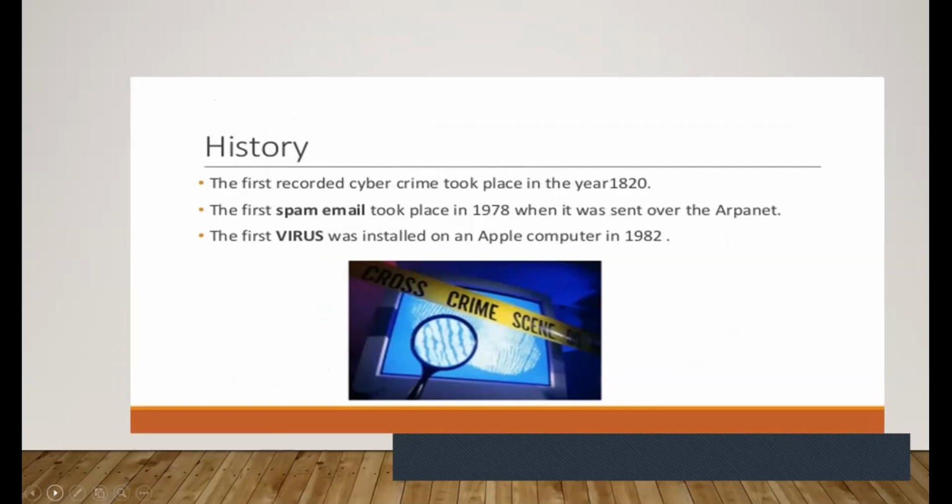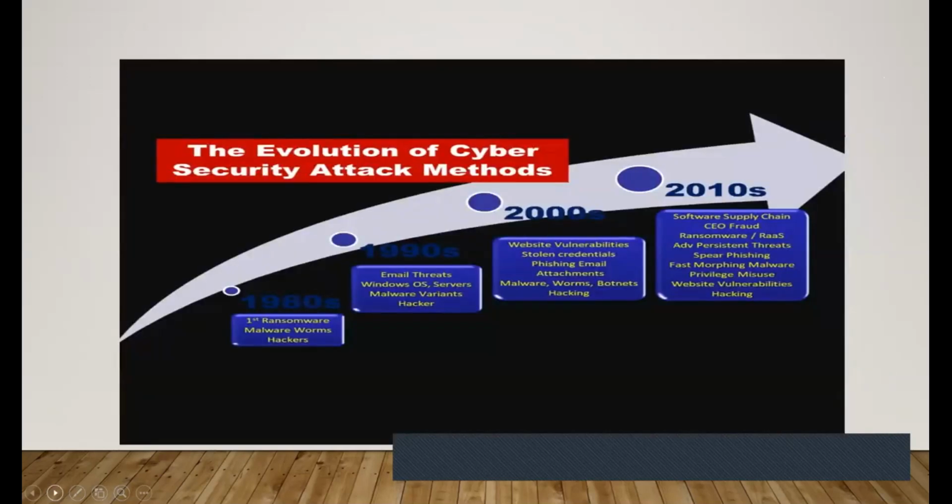place in the year 1820. The first spam email took place in the year 1978 when it was sent over the ARPANET. The first virus was installed on an Apple computer in the year 1982. Evolution of cybersecurity attack methods. With the years, it has grown.